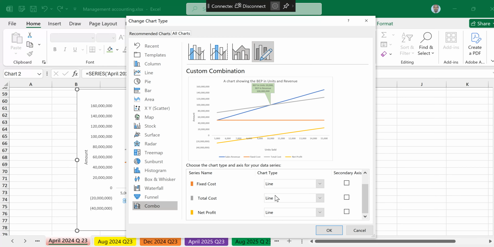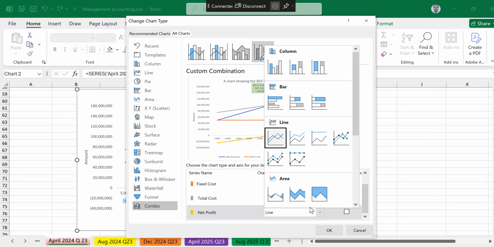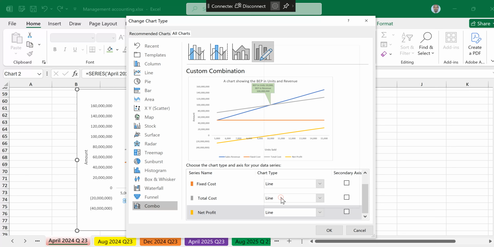Under this, we are interested in net profit. There is net profit, the last one. Click on the arrow. Change from line to area. You will see area. So there are two.